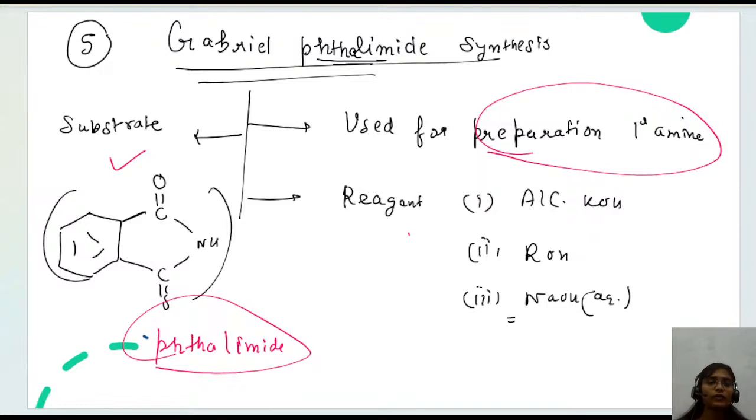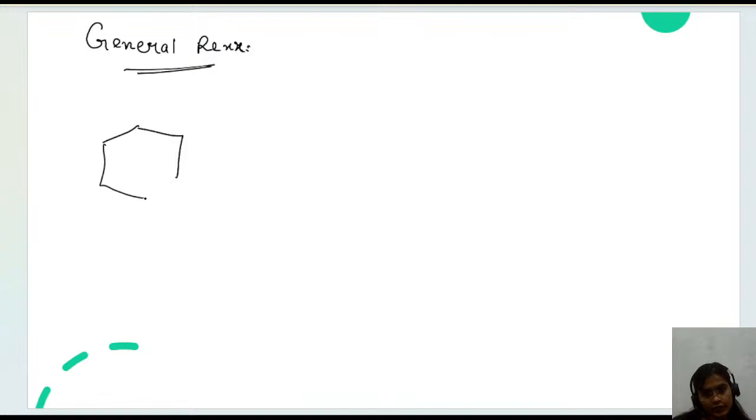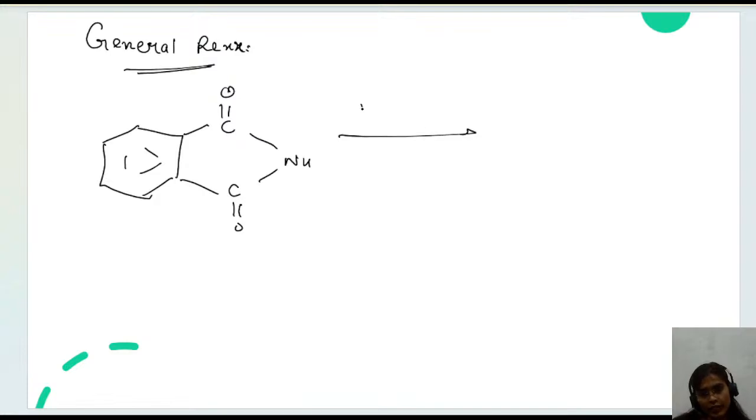Now let's discuss how the general reaction looks, and then we will discuss the mechanism for this one. So this is the general reaction. We have to just start with this. It looks a little bit scary, but it is easy. This is a CO and this is NH. The same three things: alcoholic KOH, and second you can use any RX. Yes, RX can be changed here. And the third one is NaOH, aqueous.